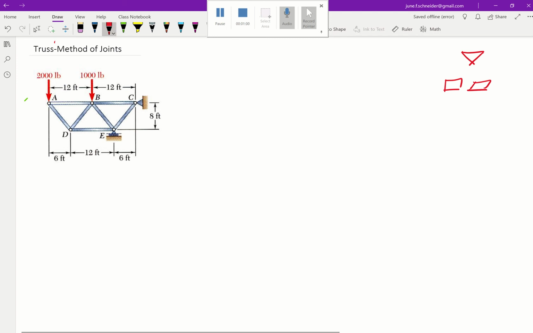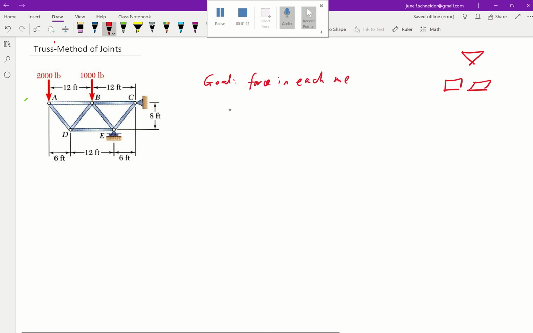Then we know this truss has been commonly used in our everyday engineering design. And so that's the reason we're going to look at some truss problems. The goal is to find out the magnitude of the force in each member.